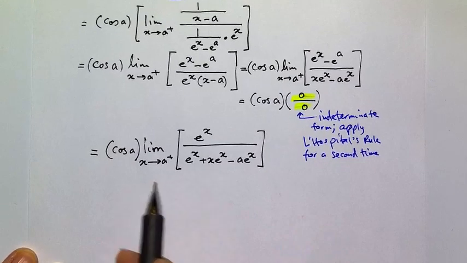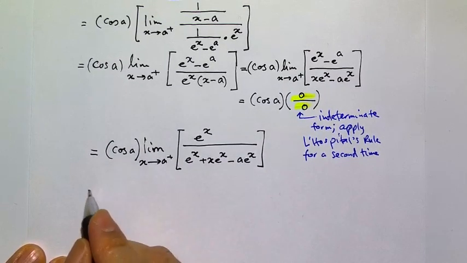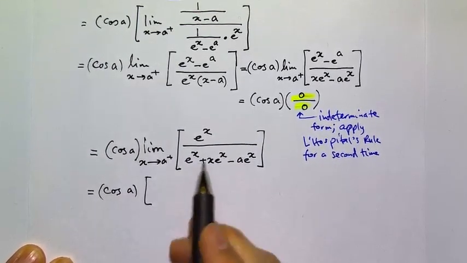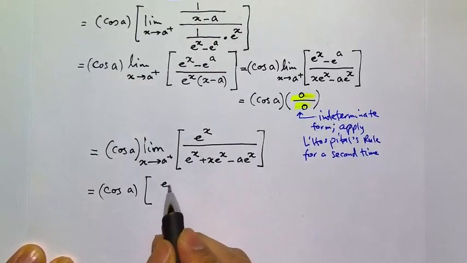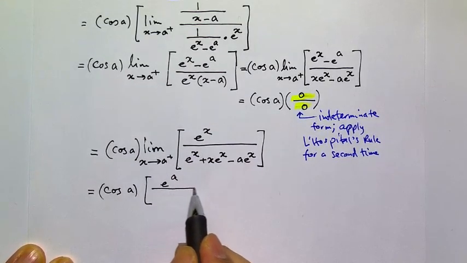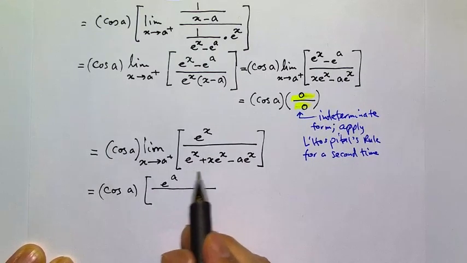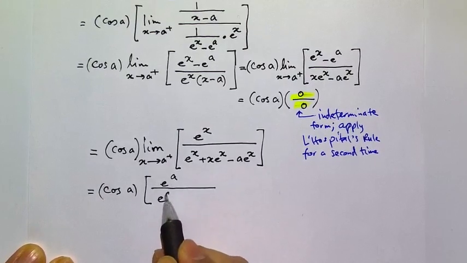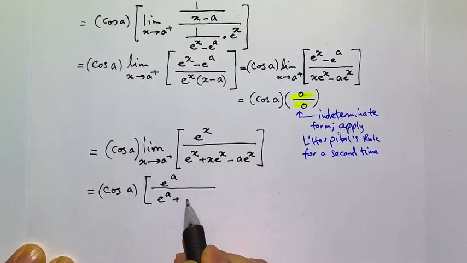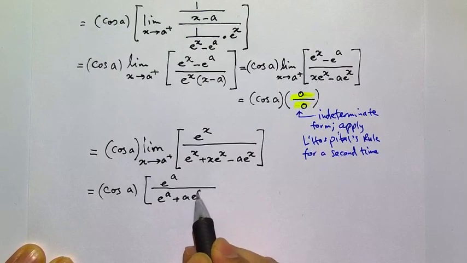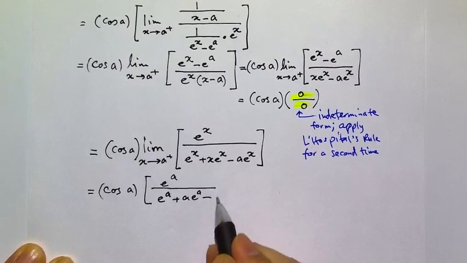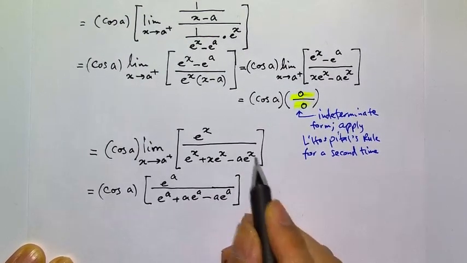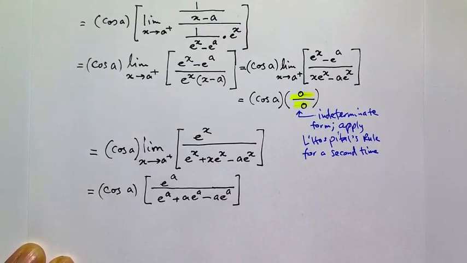Okay. Now, if we apply the limit, what will we get? Let's see. So we get cosine of a times, that will be e to the a in the numerator, right? And we're applying the limit. So we get e to the a, and then we get e to the a here, right? And then plus a times e to the a minus a times e to the a. Just plugging in a for x every time we see x.